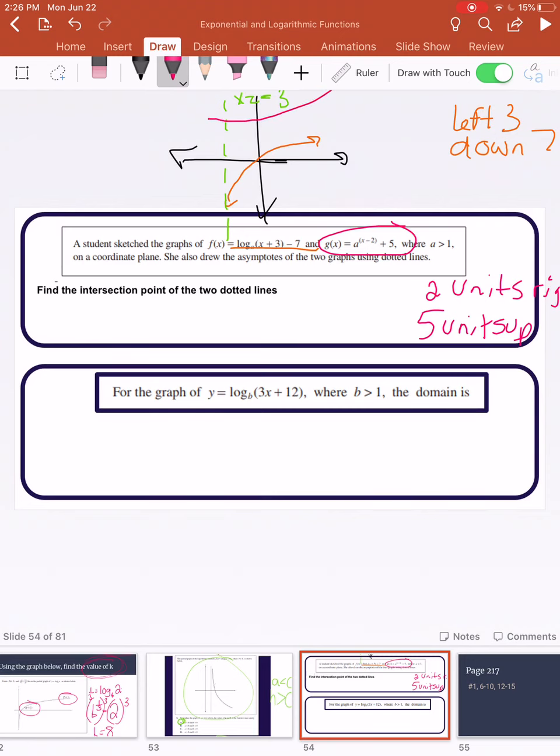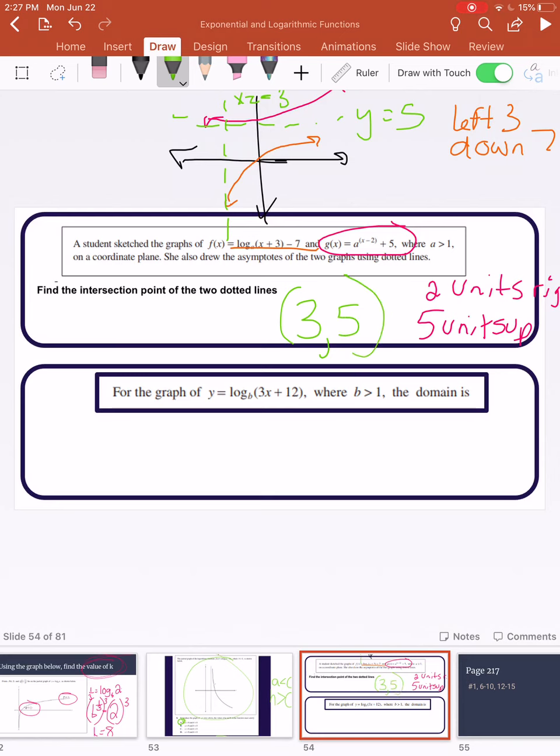Again, the y-intercept's probably in the right spot, but the key is that it's going to have a horizontal asymptote at y equals 5. So those dashed lines represent those asymptotes. So the intersection is just asking for the ordered pair. So it'd be when x is 3 and y is 5.